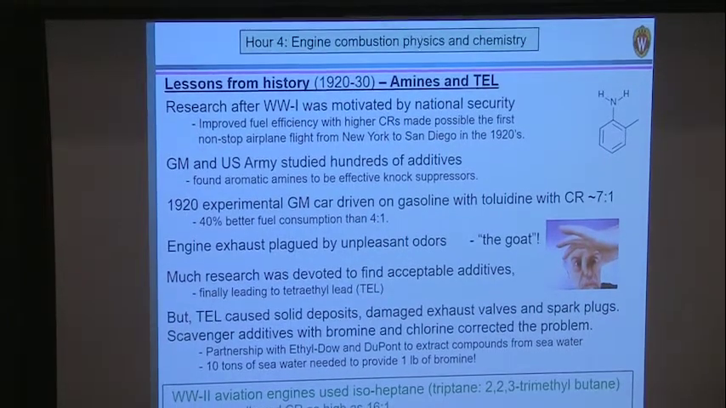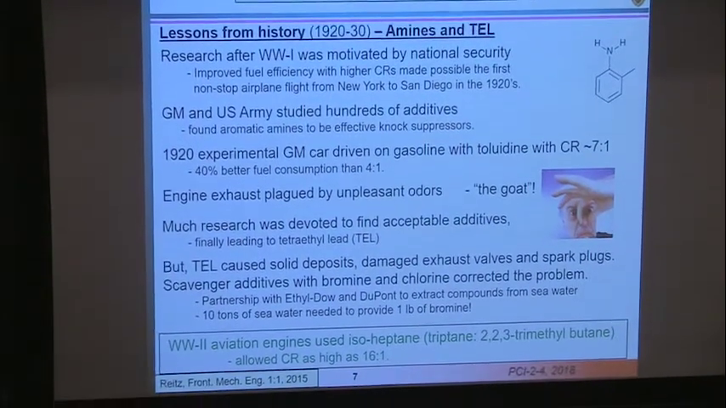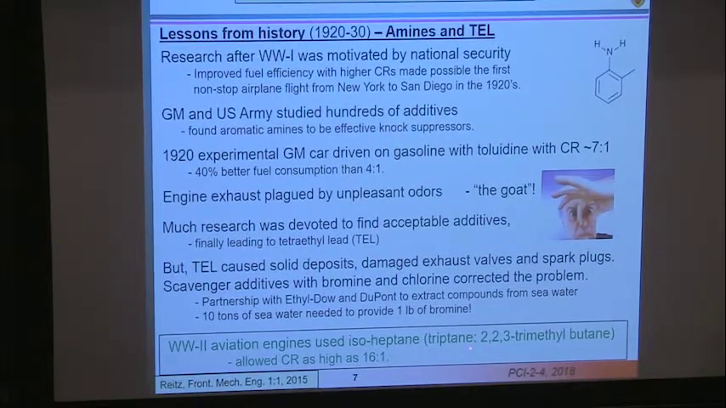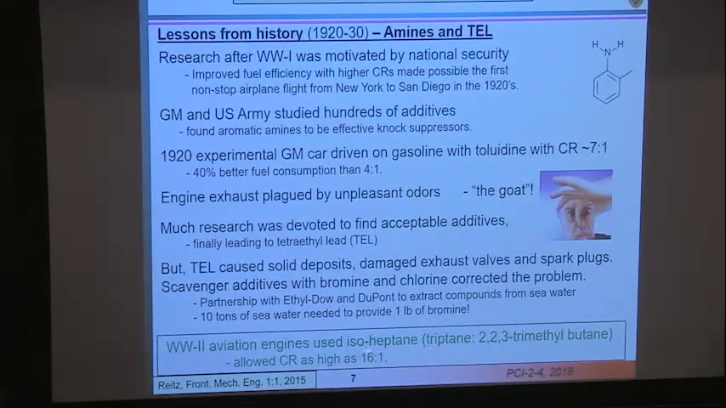Also, during World War II, they found special fuels were available or useful. For example, a fuel called tryptane, which was basically isoheptane, allowed the use of compression ratios up to 16:1. This gave them tremendous advantage in the air because of the fuel efficiency. They could fly from Britain to Europe and then back again without any troubles with running out of fuel.